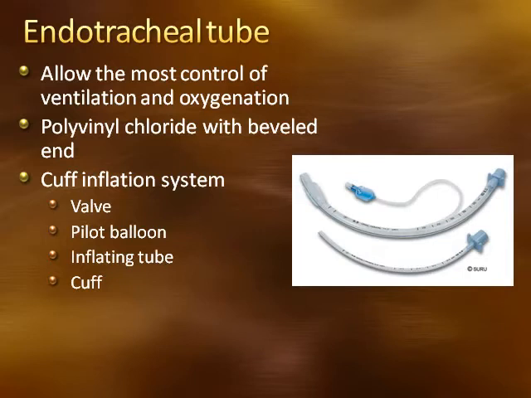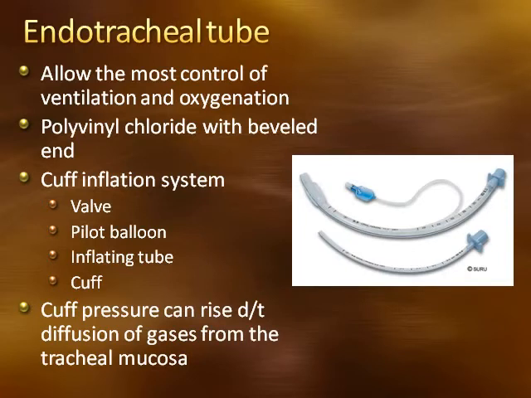Cuff pressures depend on the inflation volume, the diameter of the cuff in relation to the trachea, tracheal and cuff compliance, and intrathoracic pressure. Cuff pressure may rise during general anesthesia as a result of the diffusion of nitrous oxide from the tracheal mucosa into the cuff. Resistance to airflow depends primarily on tube diameter, but is also affected by tube length and curvature. The endotracheal tube is usually designated in millimeters of internal diameter, and its size is always a compromise between maximizing flow with a large size and minimizing airway trauma with a small size.